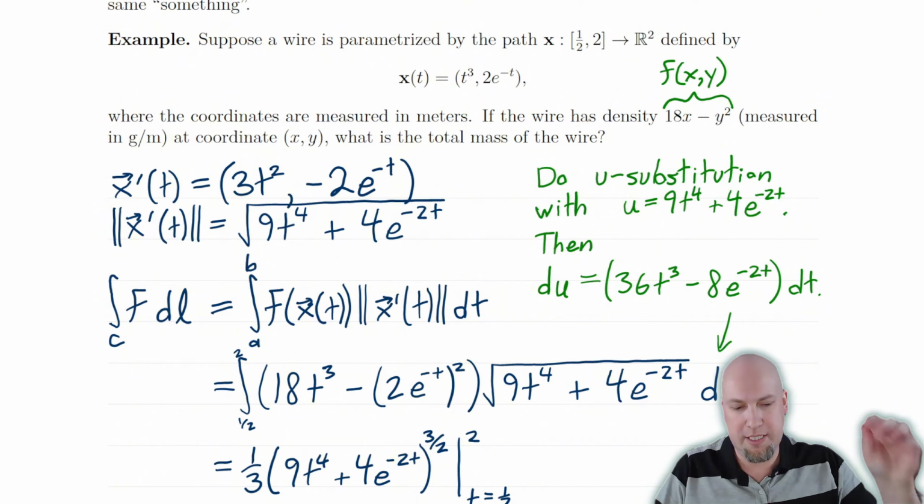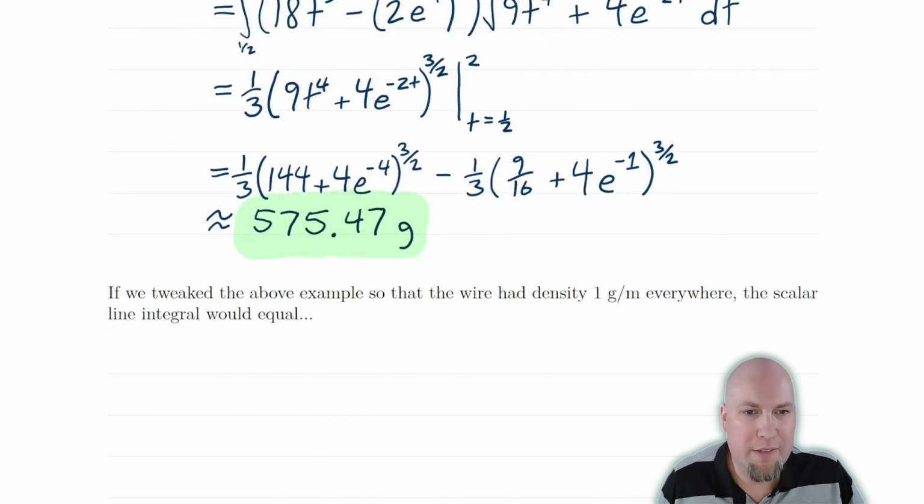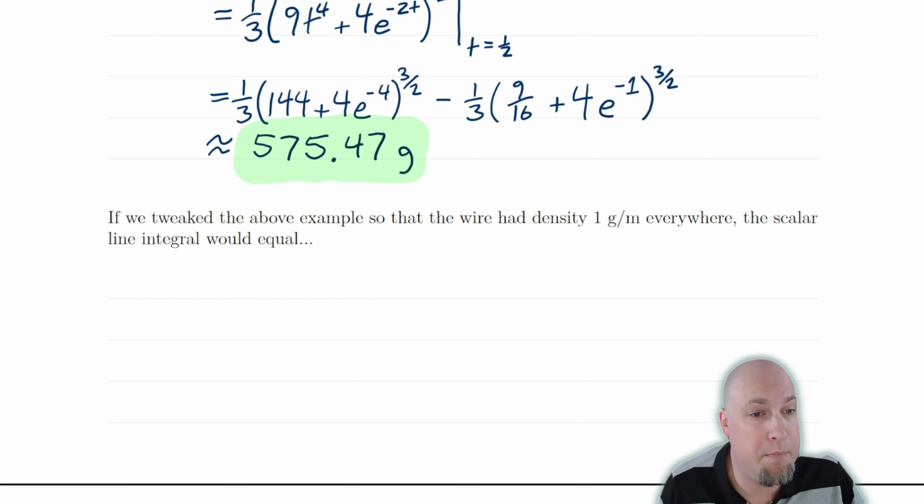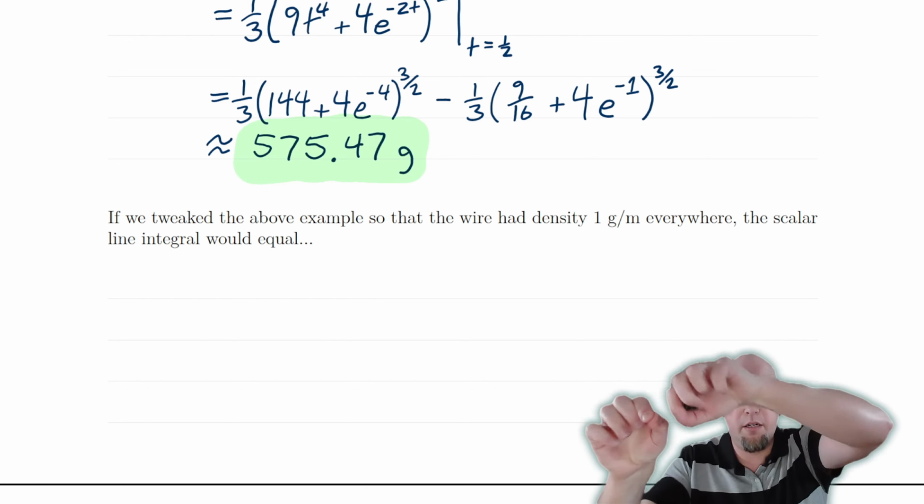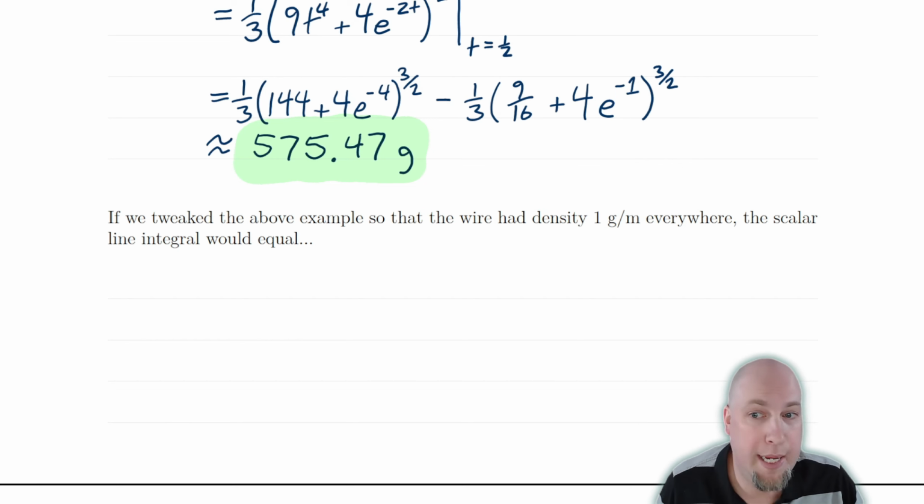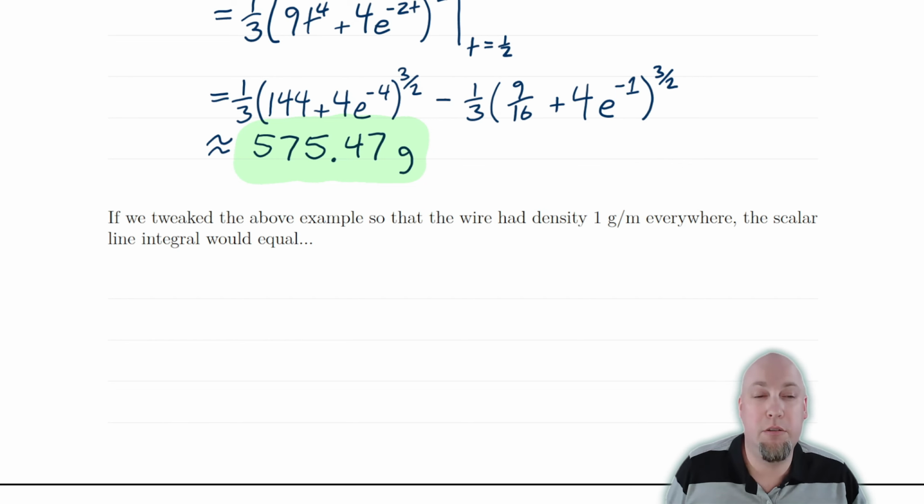Alrighty, one thing worth noting here is, what if instead of the wire having this weird density function that makes it heavier in some spots and lighter in other spots, what if its density was uniform? And even more specifically, what if its density was just 1 gram per meter everywhere? Every meter that you walked along this wire, you just picked up 1 gram. What would the scalar line integral give you in that case?